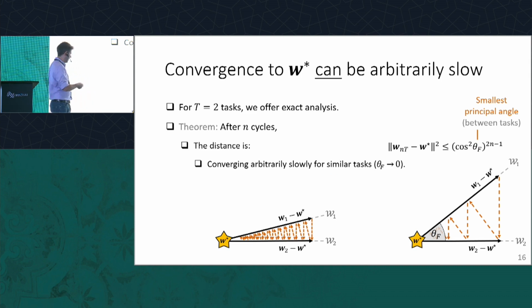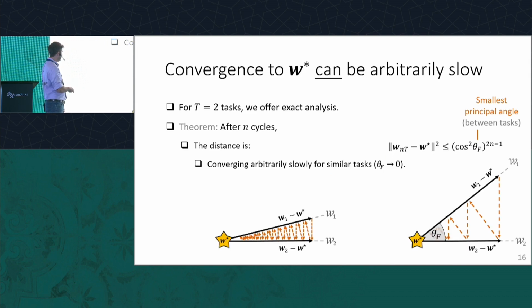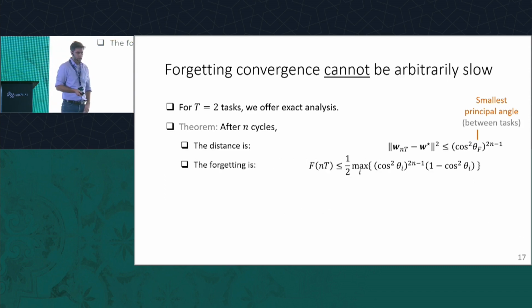Because again, if you have this very small angle between the tasks, then you get very slow convergence. So what about forgetting? We talked about distant teacher. However, forgetting has a more favorable behavior. If you write forgetting for this analysis, this part was not explored in the alternating projection literature. This was kind of novel.